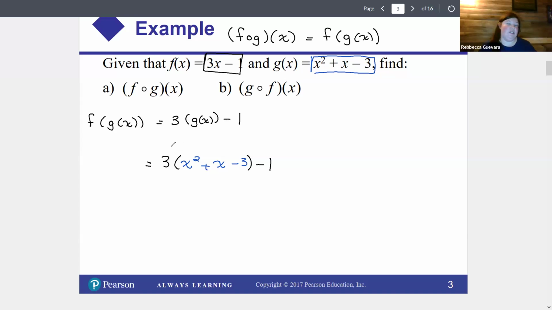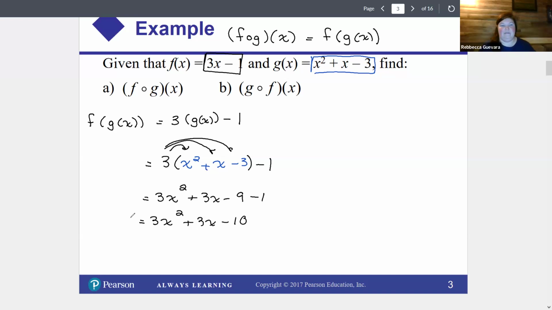After we do this, we'd like to simplify, so we're going to distribute. Always distribute when simplifying, so that is 3x squared plus 3x minus 9, and then we have this minus 1. By like terms, 3x squared plus 3x minus 10. So this new function that we made, f composed with g, is just 3x squared plus 3x minus 10.